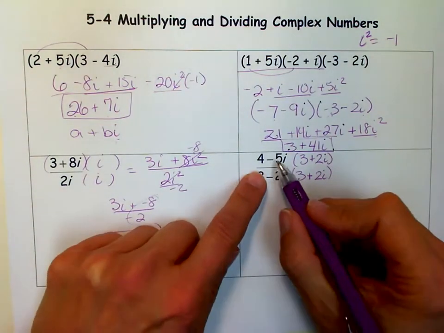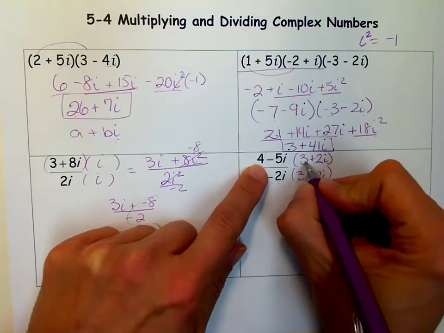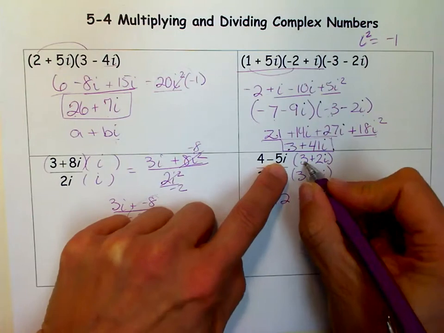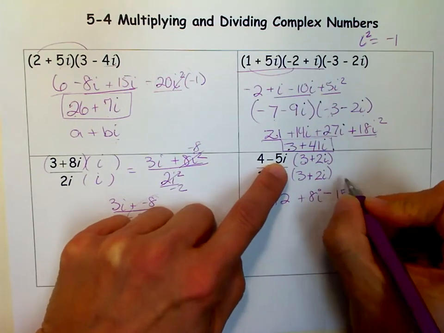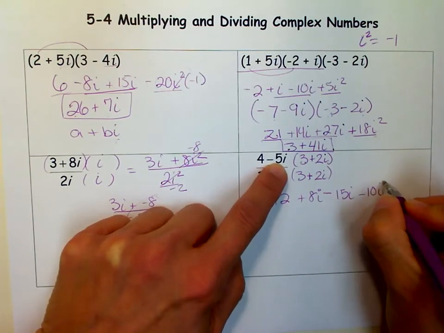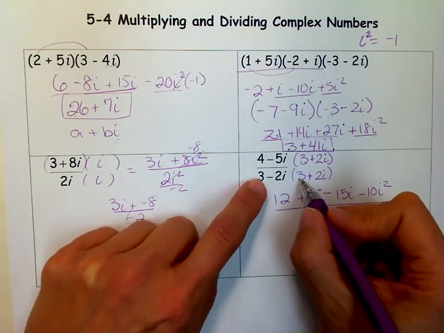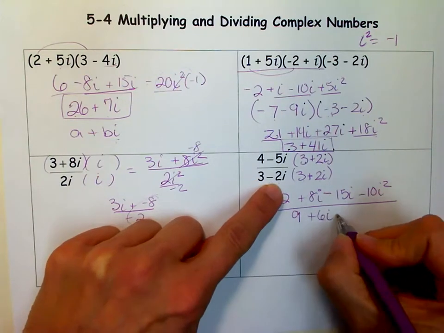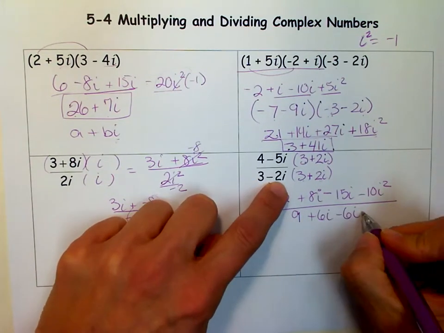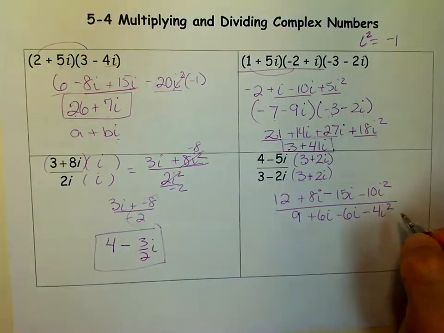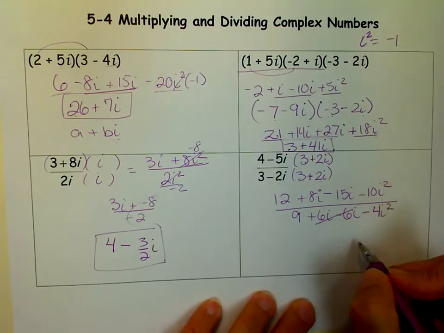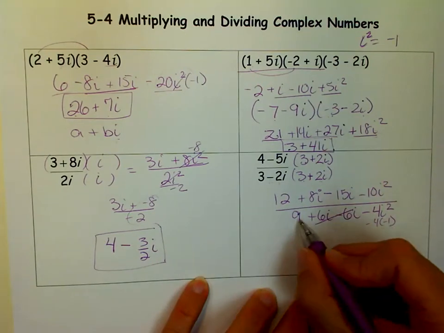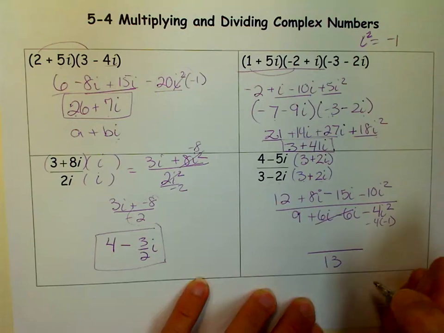So when I do that, I'm going to have to use FOIL in the numerator and the denominator. So I get 12 plus 8i minus 15i minus 10i squared in the top. In the denominator, I get 9 plus 6i minus 6i minus 4i squared. And now to simplify, the bottom, those cancel out. I get a -4 times a -1, which is a +4, so 9 plus 4 is 13.